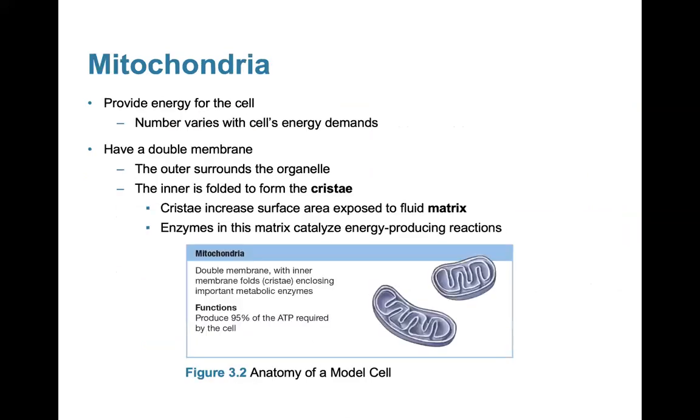The mitochondria provide the energy for the cell in the form of ATP. They have a double membrane. The outer membrane surrounds the organelle. The inner membrane is folded to form cristae, which increase the surface area exposed to the fluid matrix inside the mitochondria. Enzymes in this matrix will catalyze energy-producing reactions.